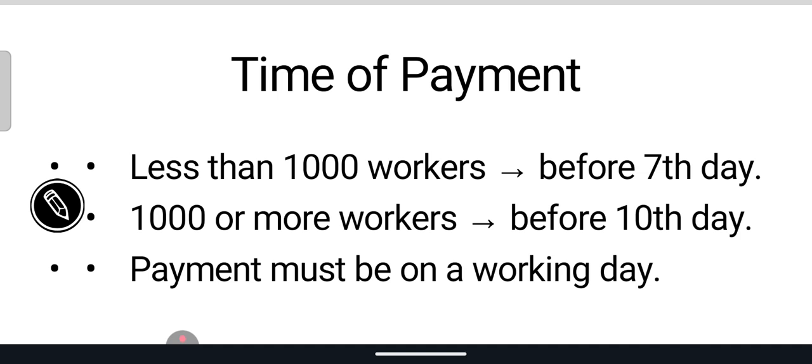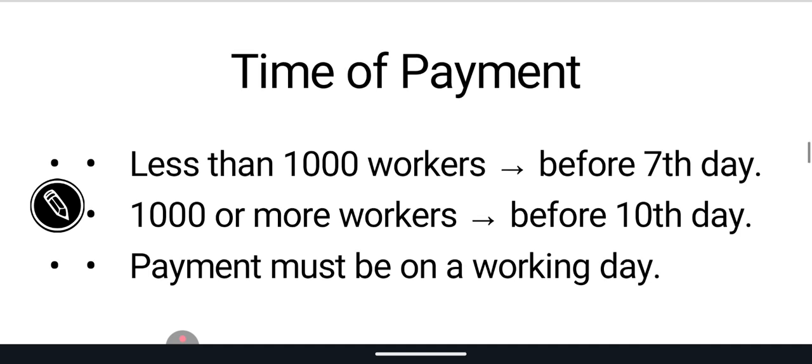For less than 1,000 workers you need to pay before the 7th day. There are 7 days in a week, isn't it right? So if there are less than a thousand workers working in the factory, you need to pay before the 7 days. If it is more than 1,000 workers, then before the 10th day. Not more than 10 days, you can delay. Payment must be on working days. Payment must be on working days. All right.